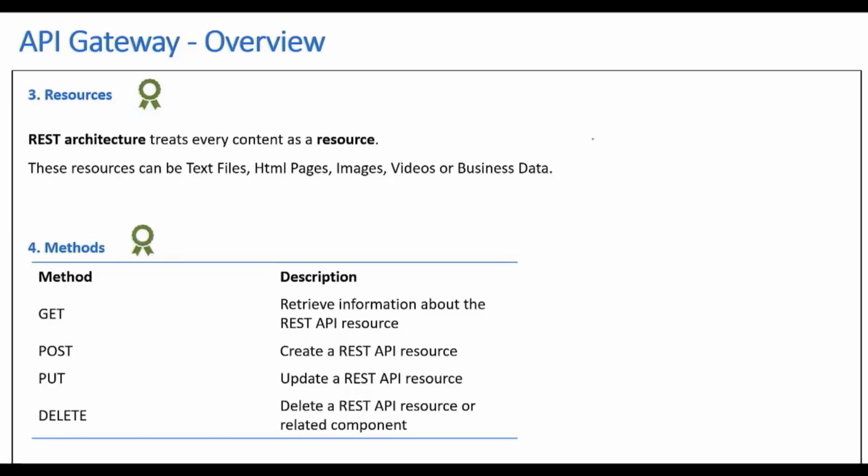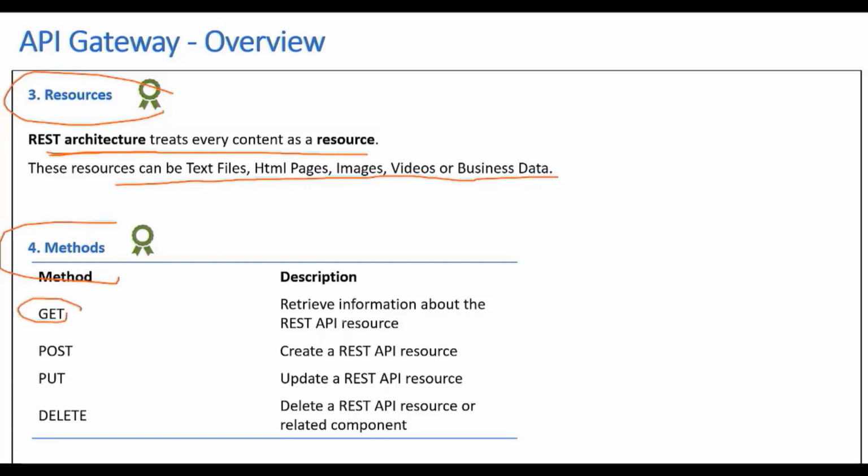Okay, now that we have created the AWS API gateway, we have to create resources and methods. So resources, we know as per REST architecture, treats every content as a resource. So these resources can be text files, HTML pages, images, videos, or business data. And then we have the methods. So there are mainly four key methods.